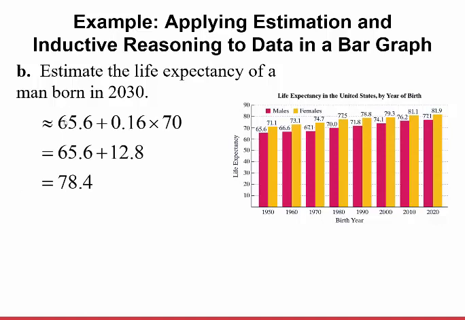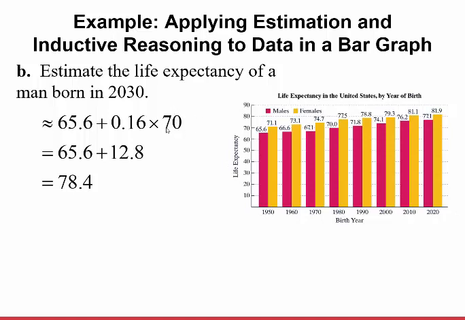Well, here's what you're going to do. You're going to take the first year you have. So someone born in 1950, their life expectancy was 65.6 years. But here's what we're saying. Every year since 1950, life expectancy is going up roughly 0.16 years. So 2030 is 80 years since 1950.